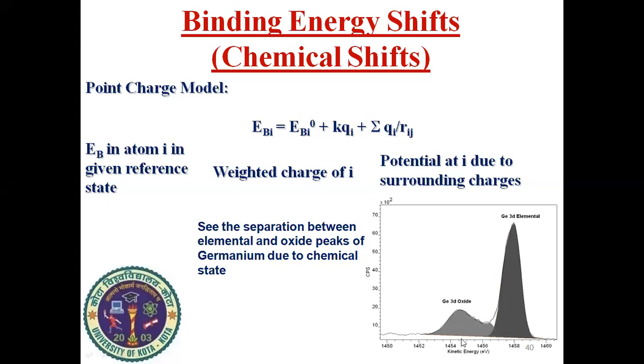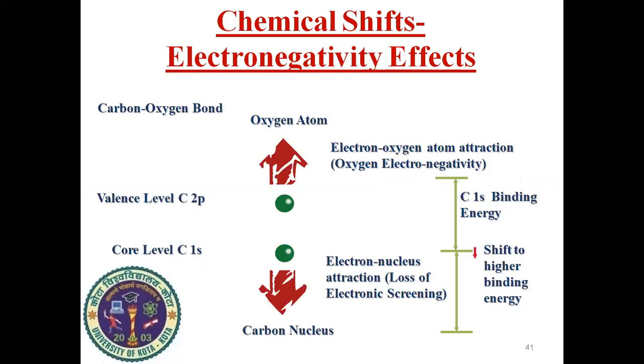The germanium oxide peak appears around 1454, whereas the germanium elemental peak appears around 1458 electron volt binding energy. These chemical shifts can also be due to the electronegativity effect. Like in a carbon-oxygen bond, oxygen is more electronegative, so the electron attraction toward the oxygen atom will be more, and in this case the peak is shifted to higher binding energy.